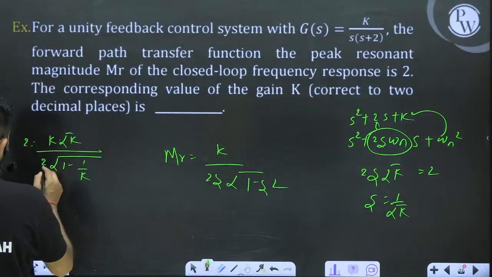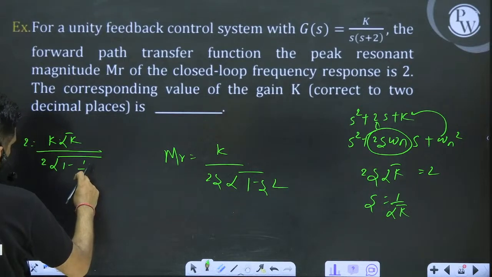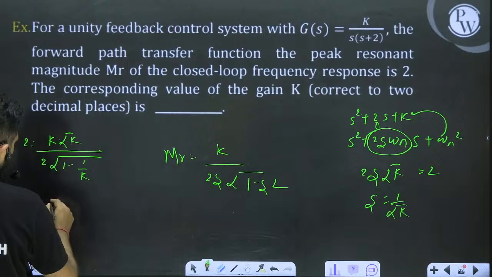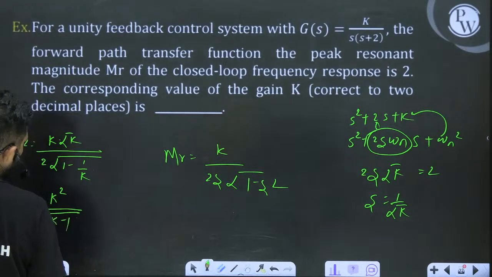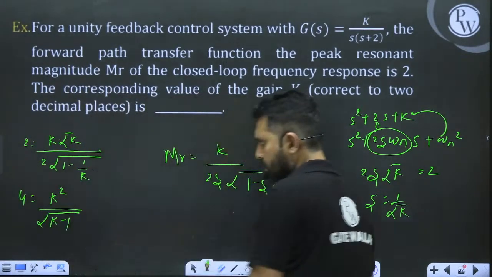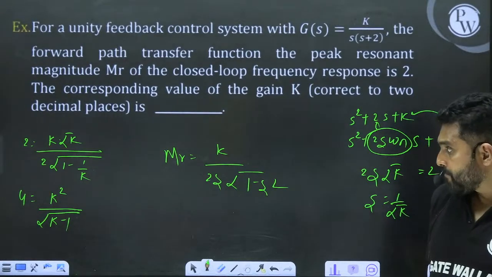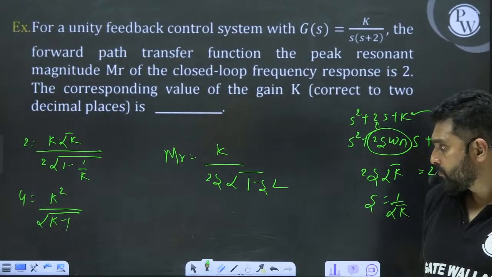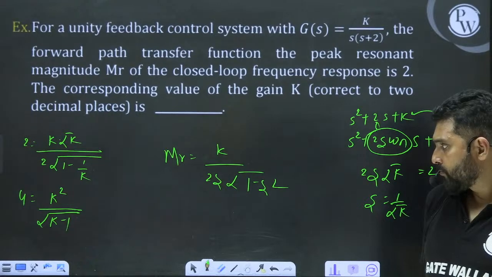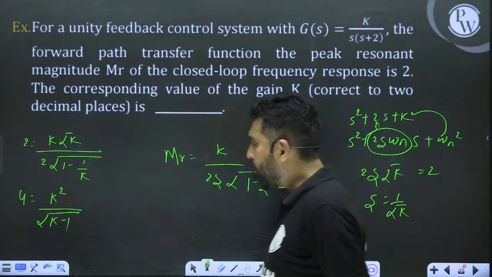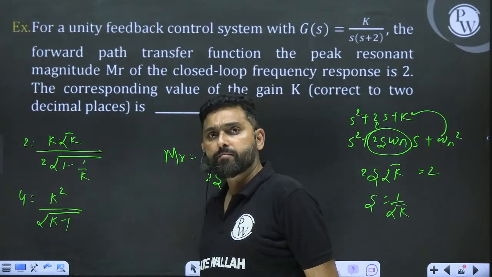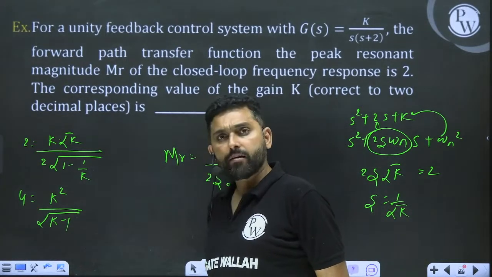So this is equal to 4 is equal to k square divided by root of k minus 1. Is it the case or not? 4 equals k square upon root of k minus 1. Check it.